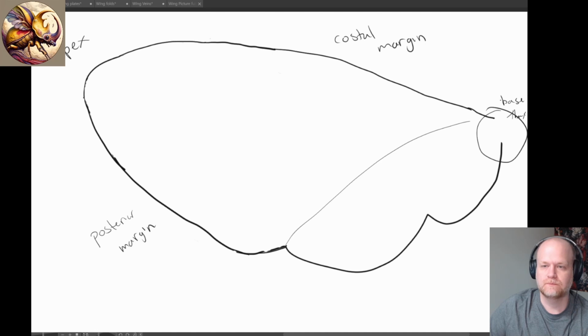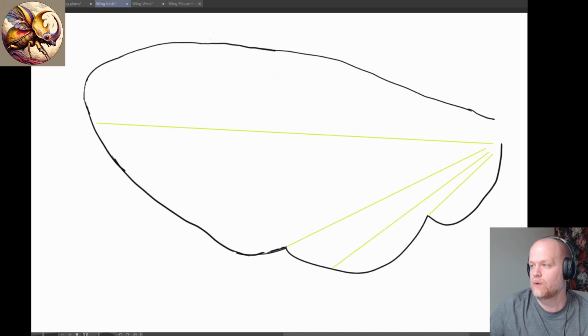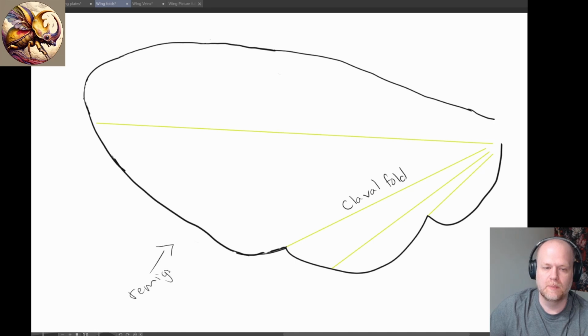So, like I said before, we have these axial plates on the base, or axillary sclerites on the base, and the wing is divided into two sections along a fold here. If we go to the folds, the wing actually has a number of folds, and these folds allow the wing to bend while in flight. This fold that divides the wing into two sections is called the claval fold. And that is because the anterior section of the wing is called the remigium. Let's see if I can spell that right. And the back side, or the posterior half of the forewing, is called the clavus.